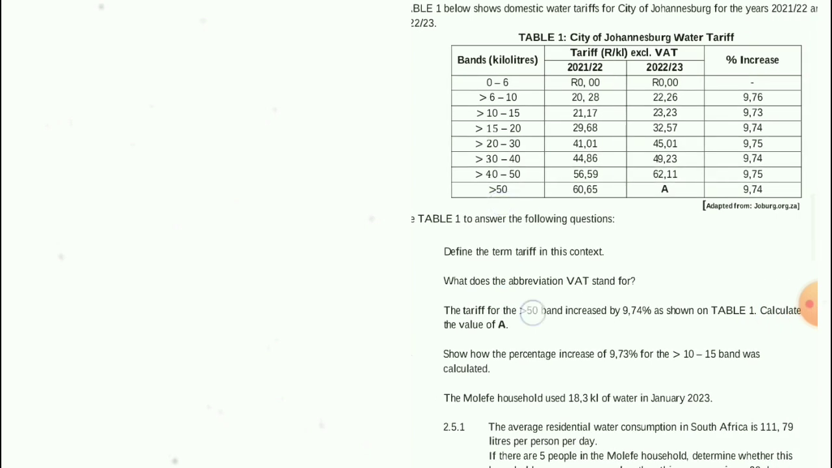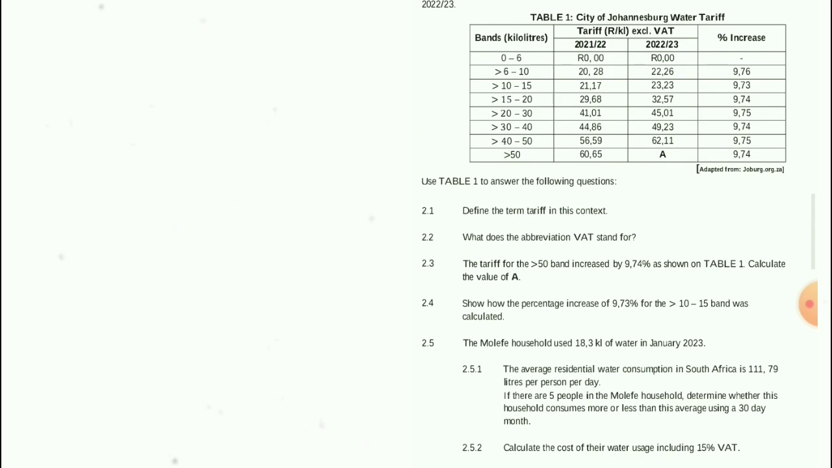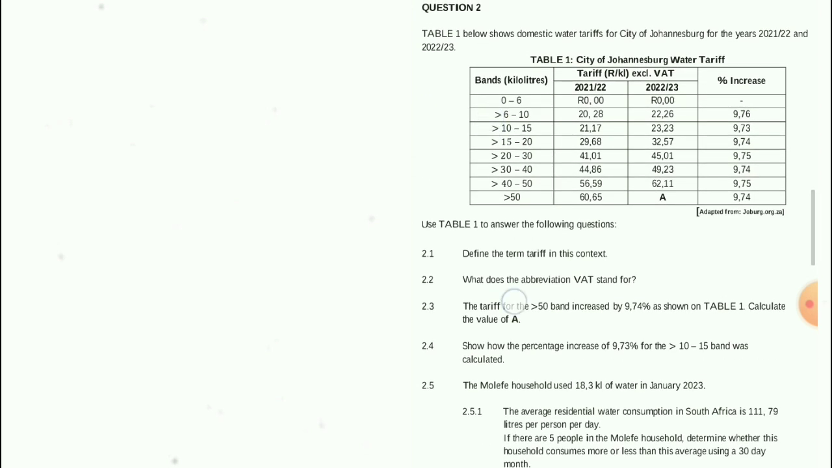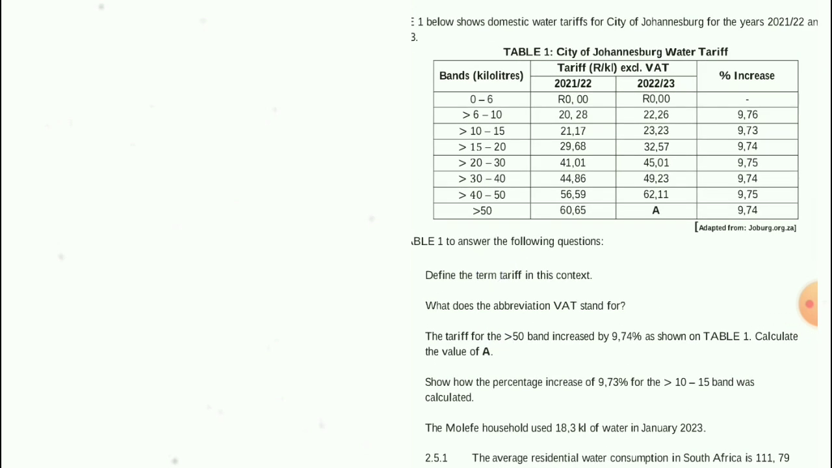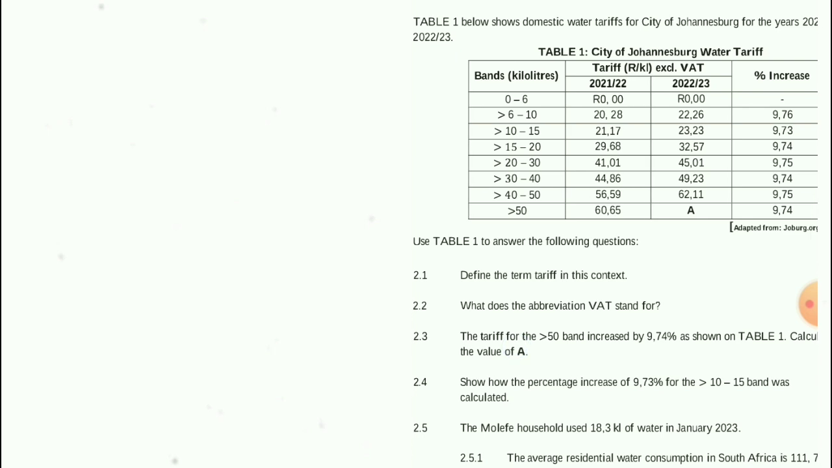Question 2. I hope you guys see the table very clearly. Question 2, table 1 below shows the domestic water tariffs for City of Johannesburg for the years 2021/2022 and 2022/2023. Guys, I advise you to pause the video and read everything for yourself first, because I'm going to go really fast. You won't be confused. This is the table, guys. You can check out the table and pause the video. Use table 1 to answer the following questions.